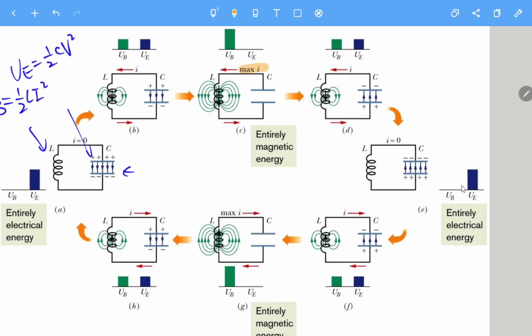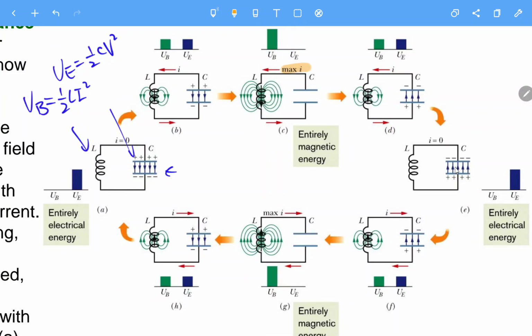And then later on, all the energy goes to the capacitor. These two figures look alike, but the only difference is that this one is positive for the top plate, and this is positive for the bottom plate. And then it will still move forward, going back. So this is actually an oscillation. Going back to here, and then it loops again, back and forth. As long as we do not assume any resistance for this circuit, it will just oscillate forever.